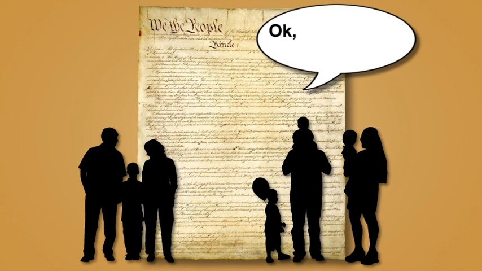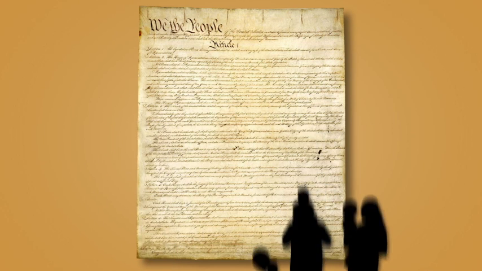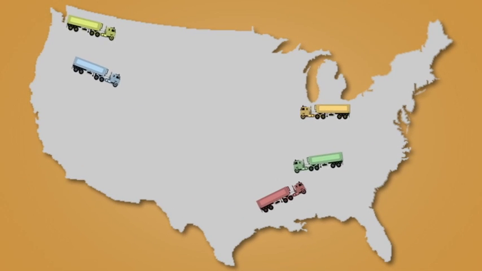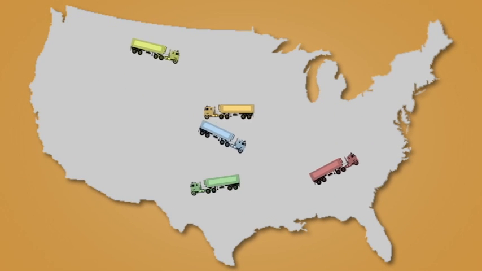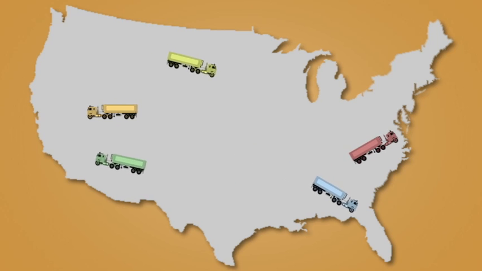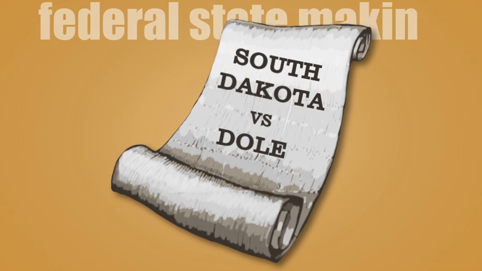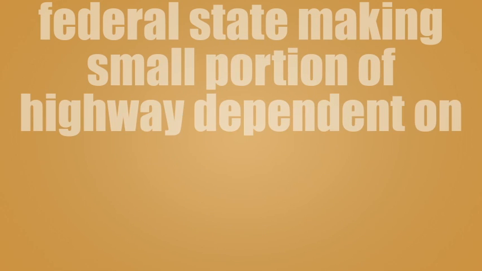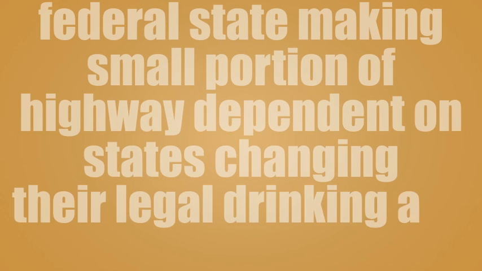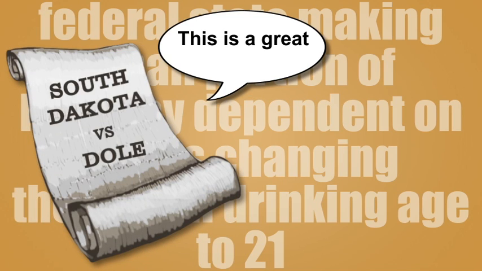The Supreme Court first established restrictions on taxation in the 30s, holding that Congress can only create new taxes when they related to an additional power, such as the power to regulate interstate commerce. In 1987, the South Dakota versus Dole decision held that a federal state making a small portion of the highway dependent on states changing their legal drinking age to 21 was valid under the Tax and Spending Clause.